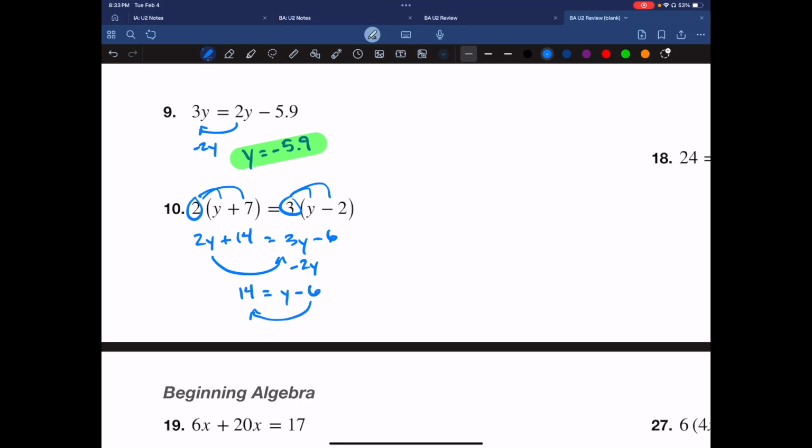I'm going to add the 6 to the other side. Again, how do you know if you're adding or subtracting to one side or the other? What was the original sign? Here, 2y was positive, so I subtracted. Here, 6 is negative, so I'm going to add to both sides. Okay, so that's going to give me y equals positive 20. And that's how you do that.